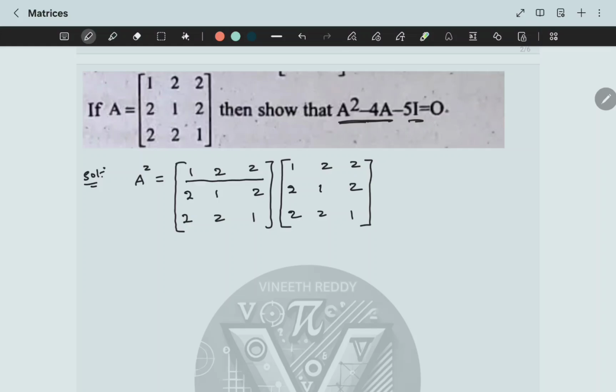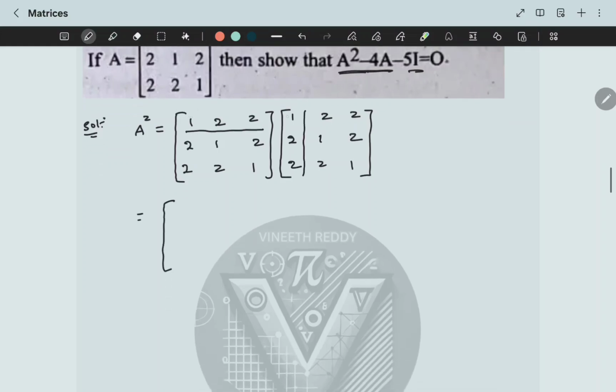How do we multiply matrices? First row with the first column. So we will get 1 into 1 should be 1, plus 2 into 2 is 4, plus 2 into 2 is 4. Hope you understood this. First row with the second column we'll get 1 into 2 should be 2, 2 into 1 should be 2, 2 into 2 should be 4, right? Understood? Next, first row with the third column. 1 into 2 is 2, 2 into 2 is 4, 2 into 1 is 2.